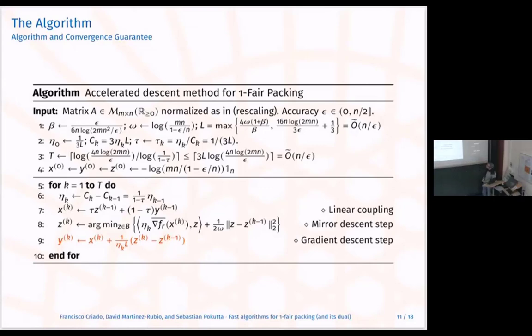And B is just the box, just the box. Oh, it's just the box. It's two-norm projections, so it's just clipping of the coordinates.